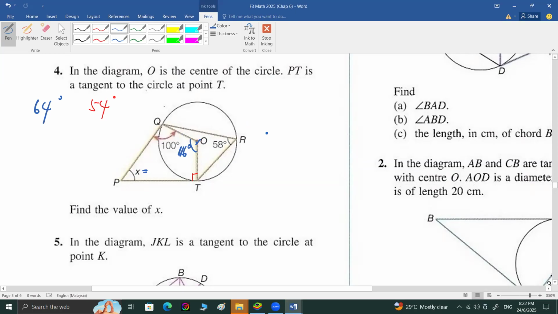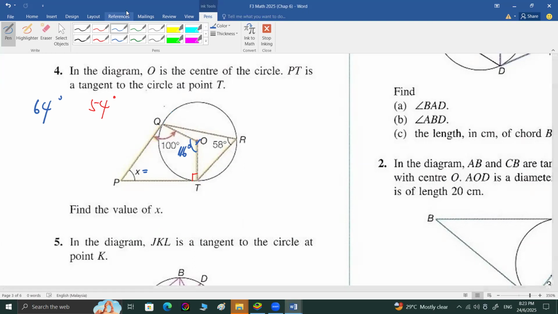What did you get? 54. Wait now, let me see. 360 minus 116 minus 100 minus 90, right? Yeah, so it's 54, right? Because here it didn't mention this is 90, so you can't know that this is a tangent. Okay, got it? So you get 54. You understand what I mean? That's why the question purposely hints that this is not the tangent.